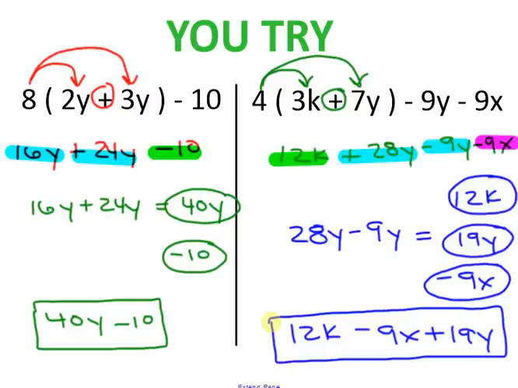All right, if you're not done, go ahead and hit pause, and if you are done, let's go over it. So, once you distributed the first one, you should have gotten 16y plus 24y minus 10. When you combine like terms, you should have gotten a 40y and a minus 10, and your final answer is 40y minus 10. For the second one, once you distributed, you should have gotten 12k plus 28y minus y minus x. Once you combine like terms, you should have gotten a 12k, a 19y, and a negative 9x. But when you put it all together, the proper order was 12k minus 9x plus 19y.